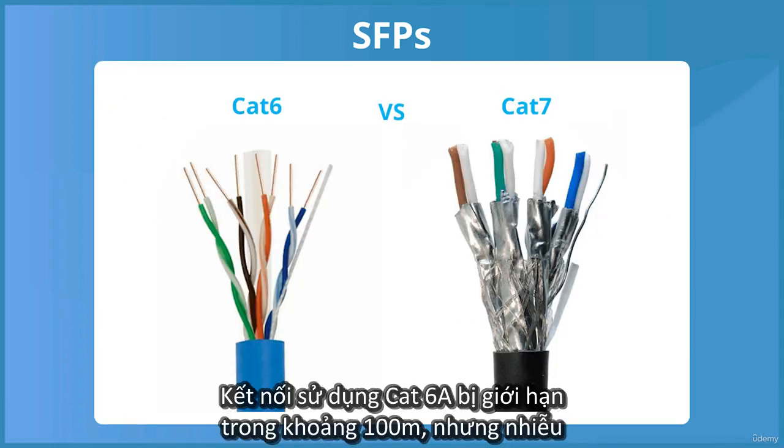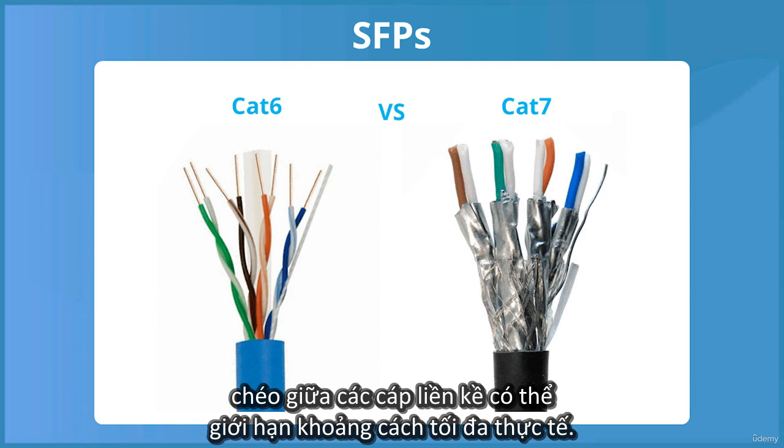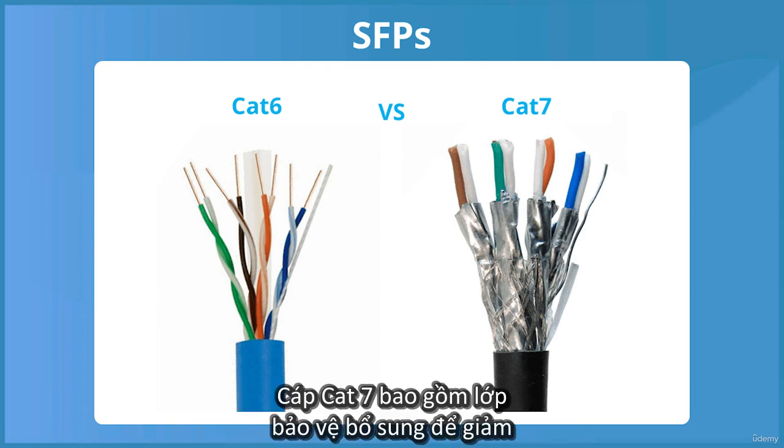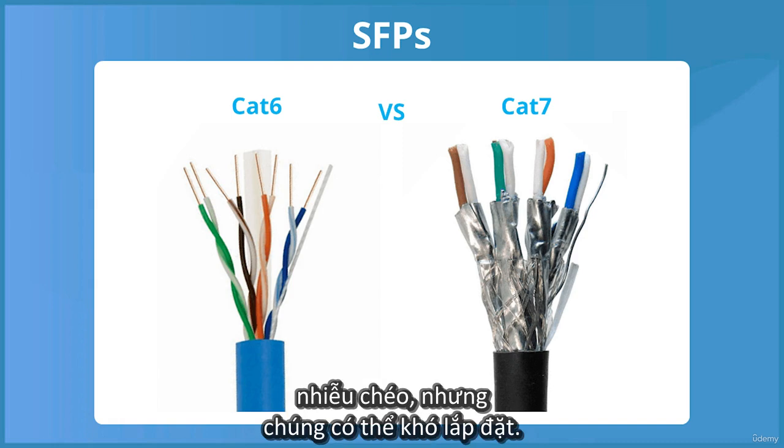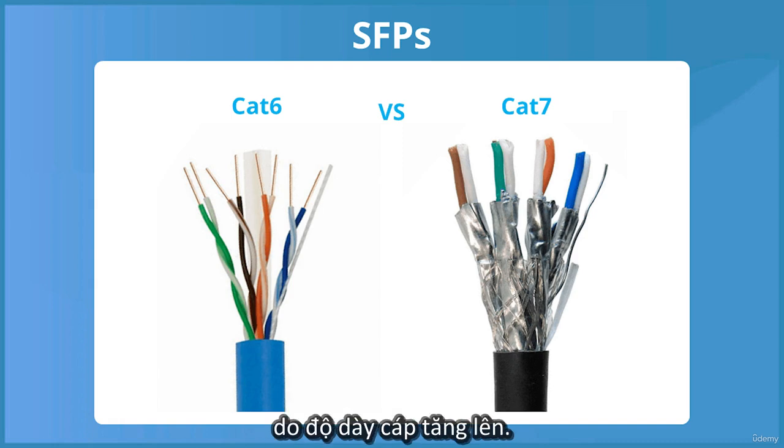Now, connections using Cat6A are limited to approximately 100 meters, but crosstalk between adjacent cables can limit actual maximum distance. Cat7 cables include additional shielding to reduce crosstalk, but they can be difficult to install due to the increased cable thickness.